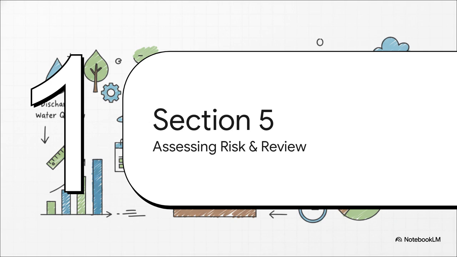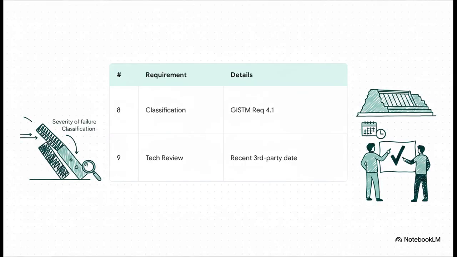Section 5, Assessing Risk and Review. Okay, now we reach what is arguably the most critical chapter, classifying risk and ensuring real independent oversight.